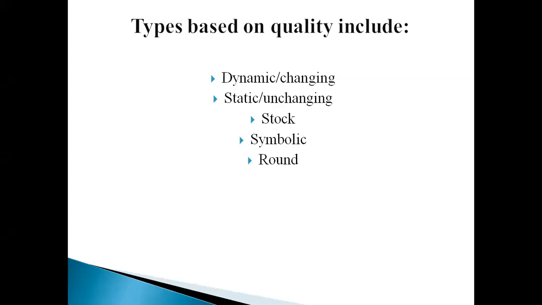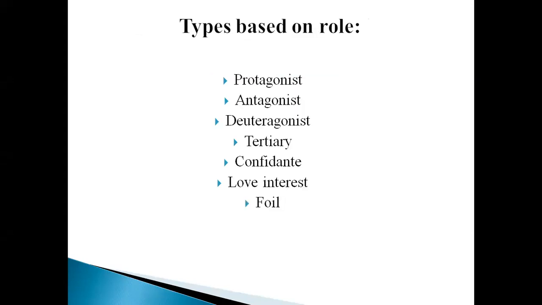And that flat character, round character, it is based on quality. It's not based on role. Make no mistake, this is based on role. What kind of role they are going to play in the text or in the play? Either they are protagonist or antagonist or deuteragonist or tertiary. That means these are the roles. So when you are reading a text, you have understood Oedipus is the protagonist, and deuteragonist, and there are many tertiary characters over there.